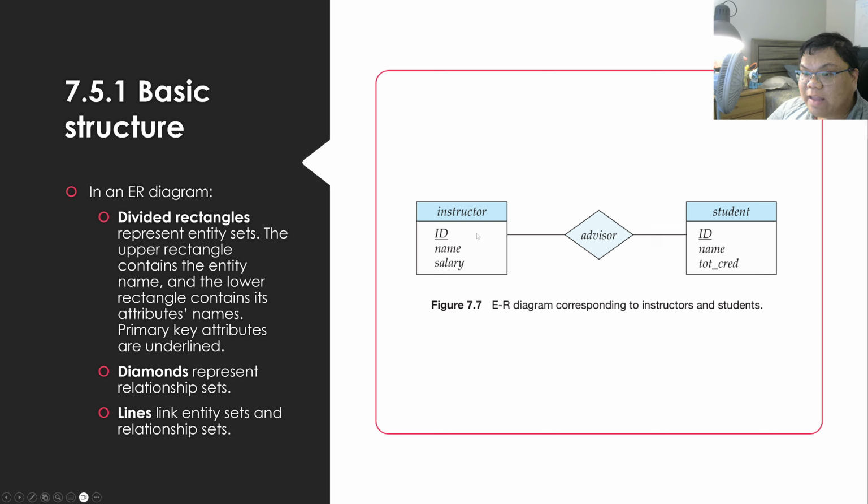Divided rectangles represent entity sets. The upper rectangle contains the entity name. The lower rectangle contains the attributes. Primary key attributes are underlined. Diamonds represent relationship sets. The name of the relationship goes inside the diamond. Lines link entity sets and relationship sets. So here is our ER diagram for instructors and students.